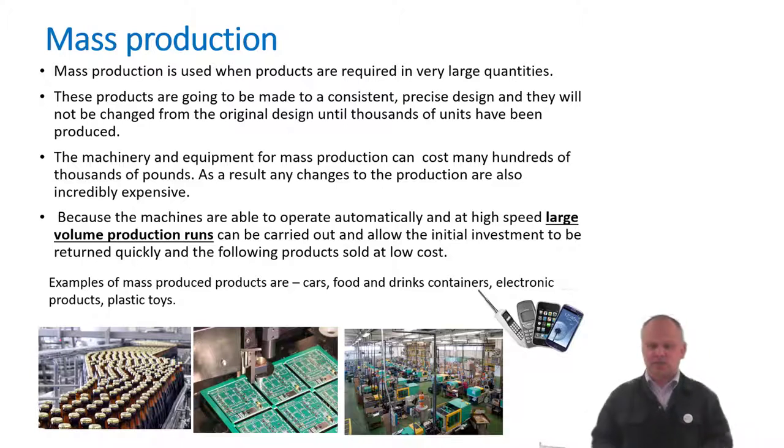So most domestic products, from mobile phones to drinks containers to cars to electronic products, plastic toys, these are examples of mass production. Now, the example I've shown you in the video that I'm going to put in here is injection molding of a plastic chair, okay, which was in its first form quite a batch produced product. That's now a mass produced product because it's made in such large volume. Okay, so that's been worth the investment in the tooling for the injection molding. Mass production.